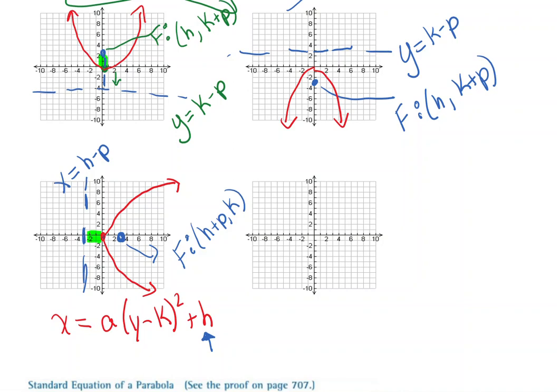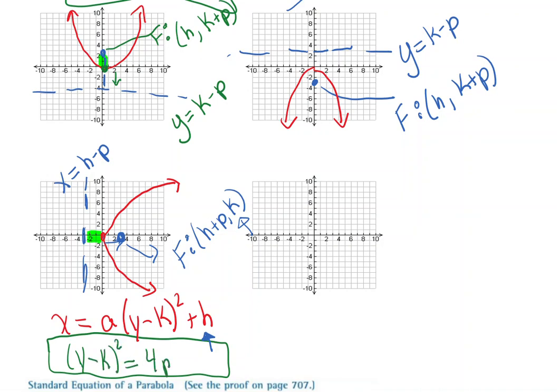Because again, from the vertex, the height didn't change, so that's why the k is the same. But the x value did. It moved over that much. Again, in WebAssign, how you're going to format this is you're going to plug it in as y minus k squared equals 4p times the quantity x minus h. So it's technically not an a anymore, but it's going to be based off of the p.